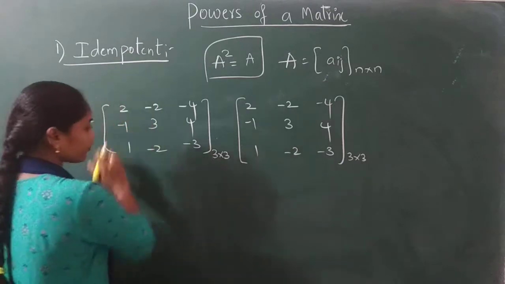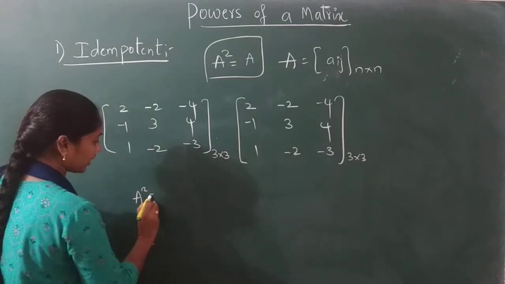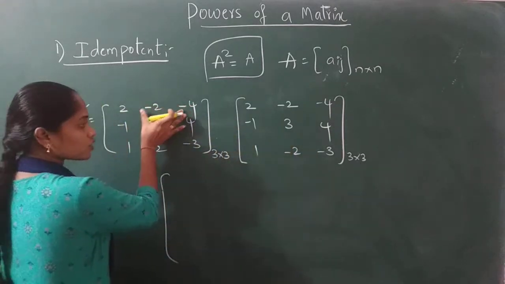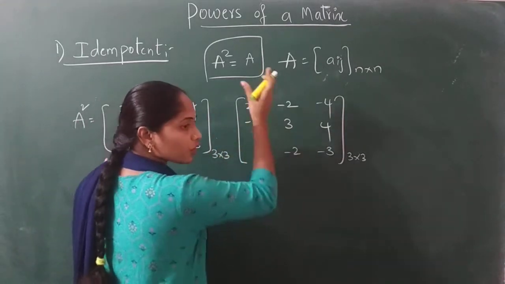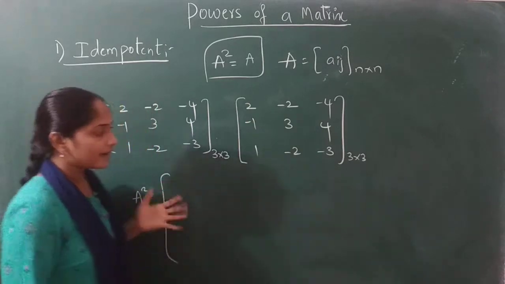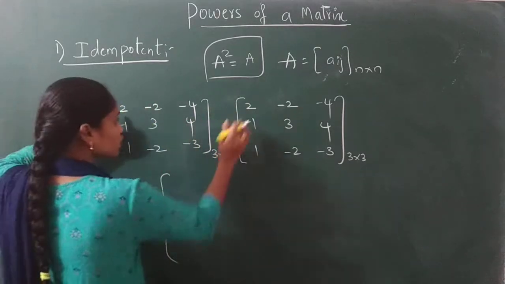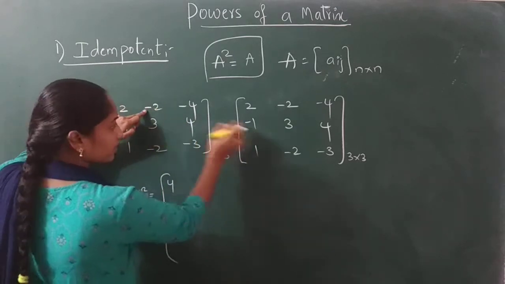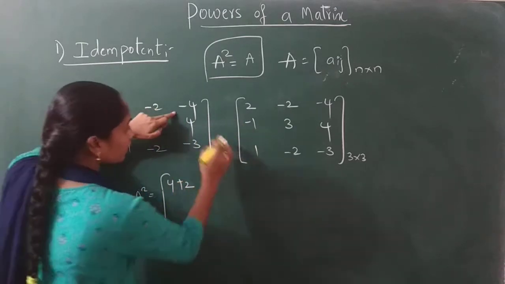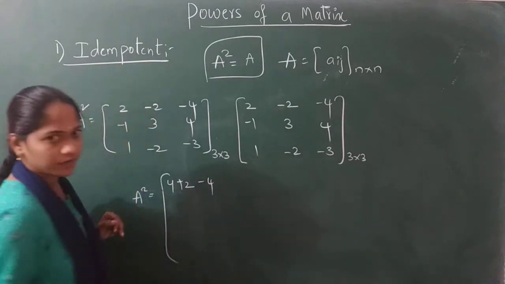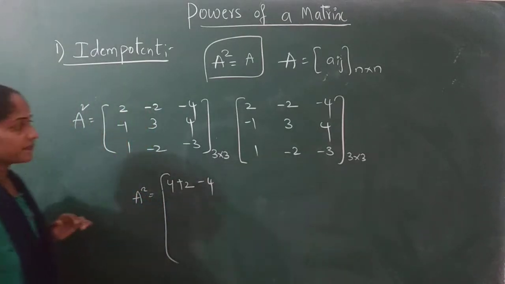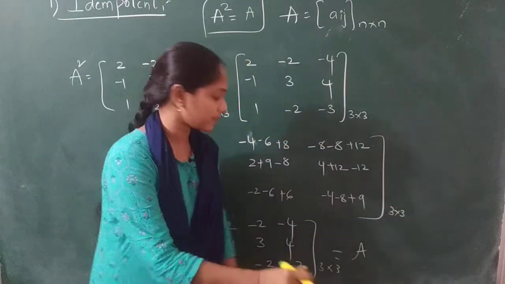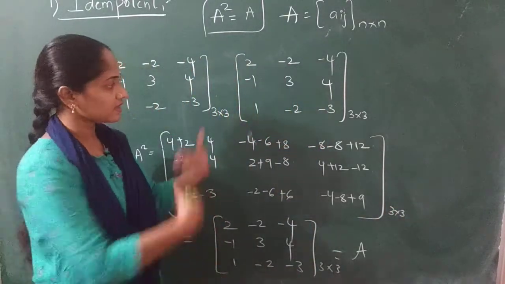How? For the first row, you have to take the first row and multiply with the columns and add, right? Let's see how it happens. 2 into 2 is 4. Here 1 times minus, that is +2. This is -4. You have to multiply like this, right? Now the resultant matrix is again A.